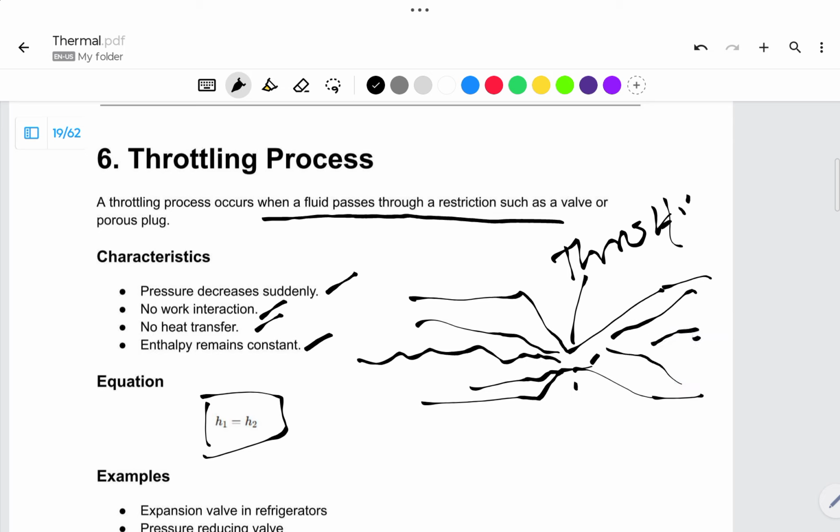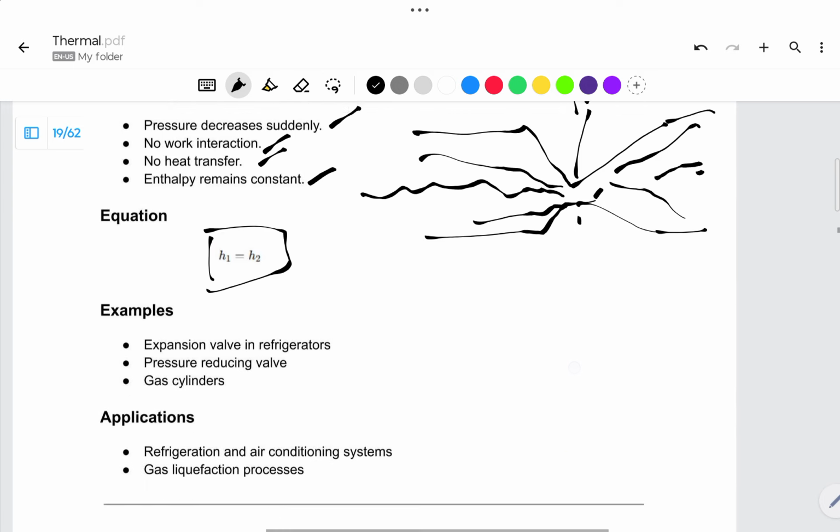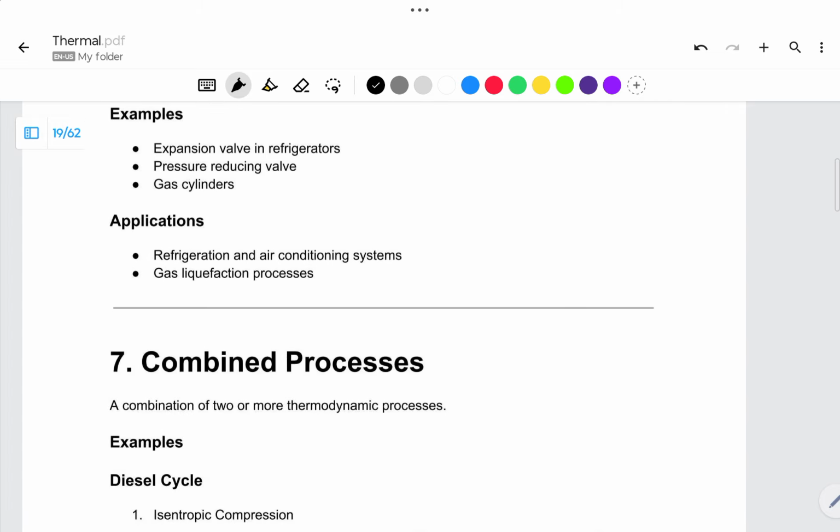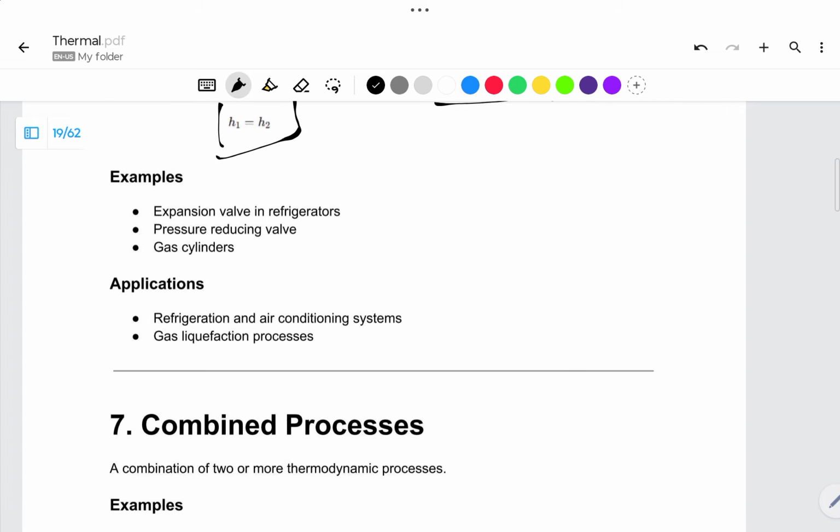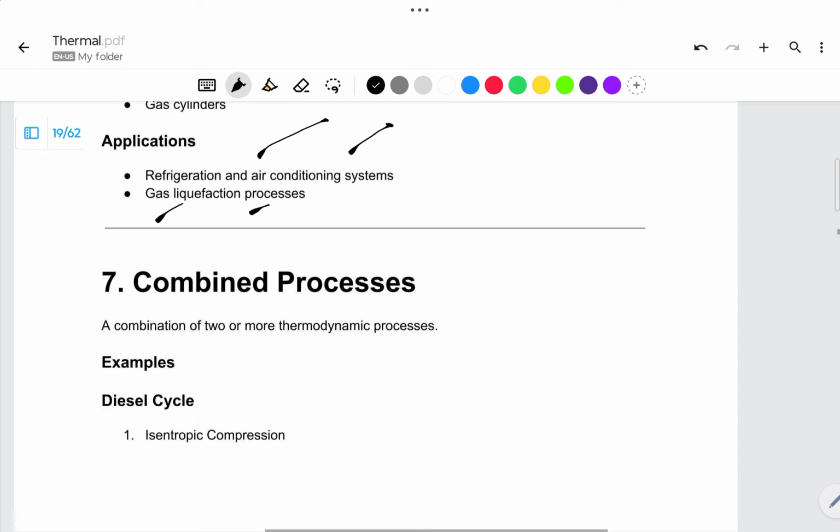Because of this, what happens? There will be no exchange of heat and no work interaction. Suddenly pressure will be decreasing. At that time enthalpy will remain constant, H1 equal to H2. This process is used in the refrigerator, air conditioner, and gas liquefaction process. That's why it's used. And then the combined process is there.